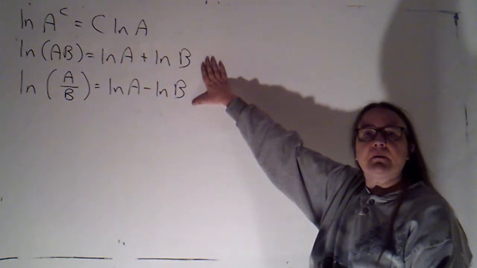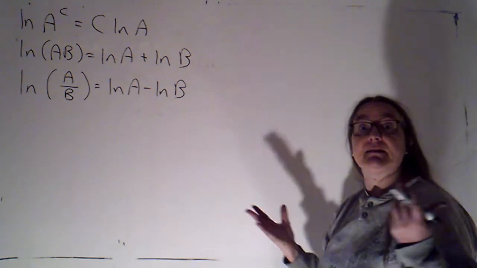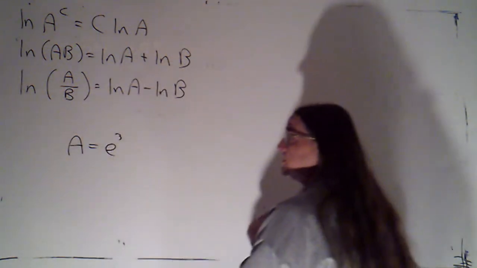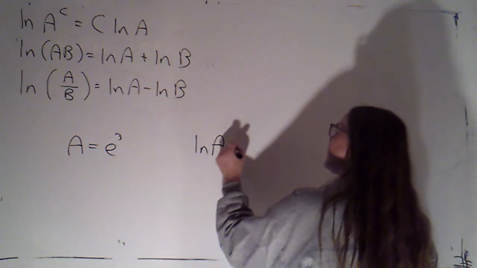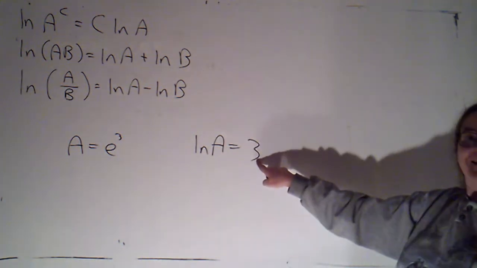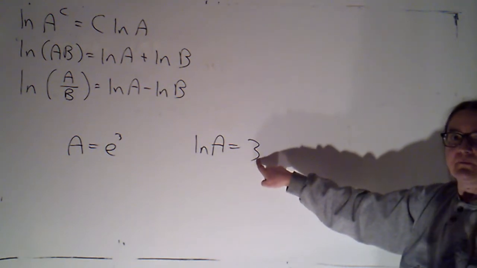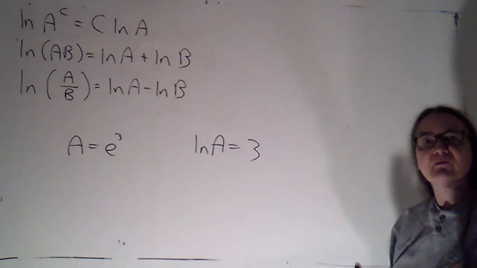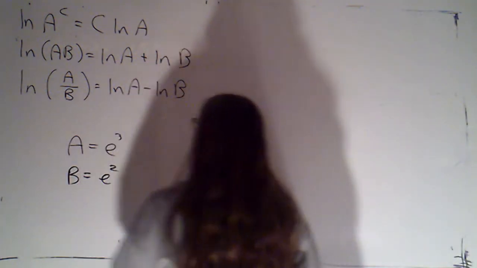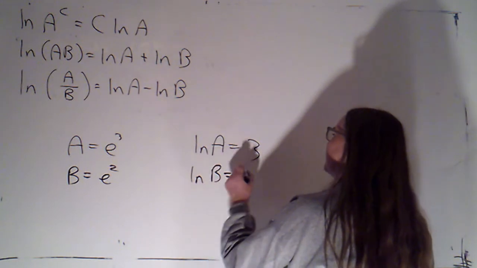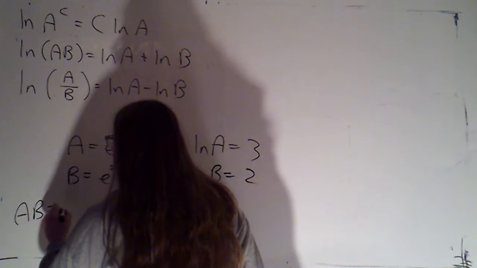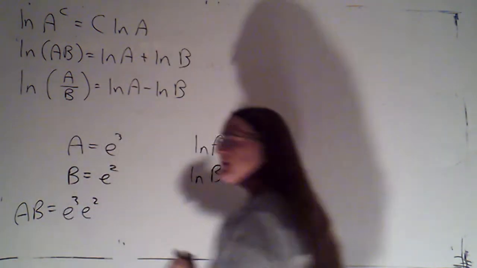And I think the key for remembering them is simply to remember that log means exponent. So if a was e cubed, that just means that the natural log of a is 3. Log means exponent. The exponent that gives me a is 3. And I know my base is e because it's the natural log, which is the log base e. If b was e squared, that just means that the natural log of b is 2. Now, ab would be e cubed times e squared.